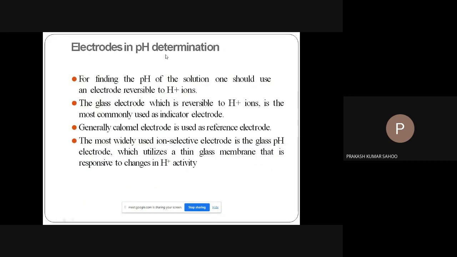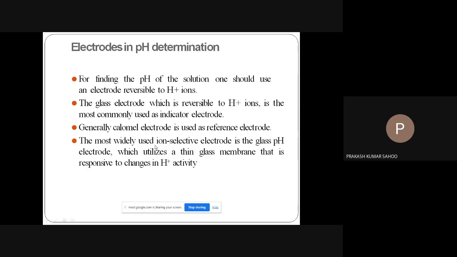Electrode in pH determination: for finding the pH of the solution, one should use an electrode reversible to H plus ions. The glass electrode, which is reversible to H plus ion, is the most commonly used indicator electrode. So here the glass electrode is used as the indicator, which has the application of reversibility of H plus ion. Generally, the calomel electrode is a reference.